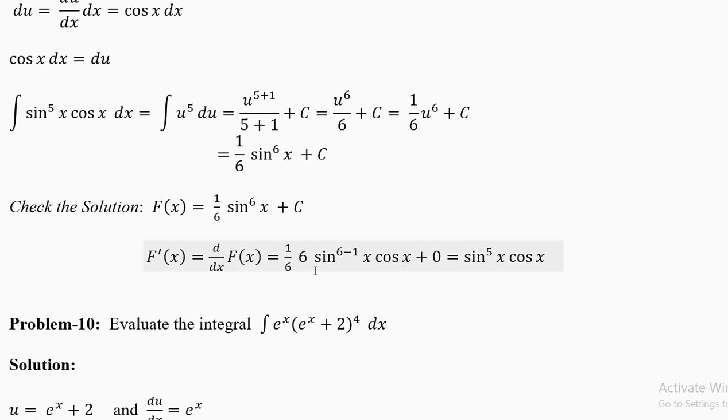Now let's discuss the differentiation. 1 by 6 is outside. 6 into sine power 6 minus 1. The derivative of sine x is cos x. You get sine power 5 x into cos x.